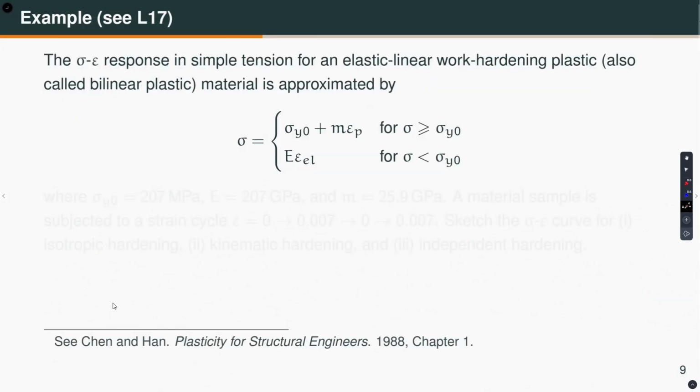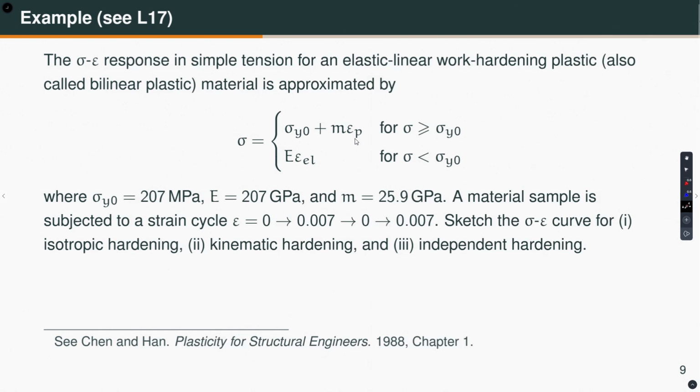Okay? So, now let us revisit the example that we did in lecture number 17. If you go back and take a look, you will see that we have an elastic linear work hardening plastic material, which we often call bilinear plastic material, and the stress versus strain relationship was given like this. So, this is my plastic strain. And then we said in lecture 17 that sigma y0, that is sigma 0 in OpenSys notation, is 207 MPa, E is 207 GPa and this M is this quantity 25.9 GPa.